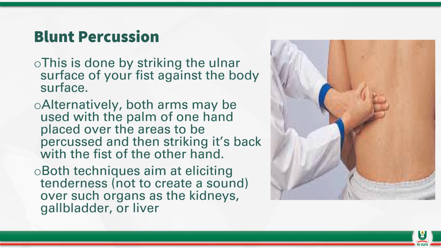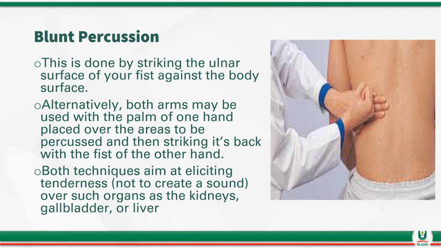The third one is blunt percussion. This is done by striking the ulnar surface of your fist against the body surface. So how do you do it? Alternatively, both hands may be used, with the palm of one hand placed over the area to be percussed, and then you strike it with the fist of the other hand. When you are using one hand, you make a fist and hit the area you want to percuss directly. Another way is that you place one hand on the surface, make a fist with the other, and hit.